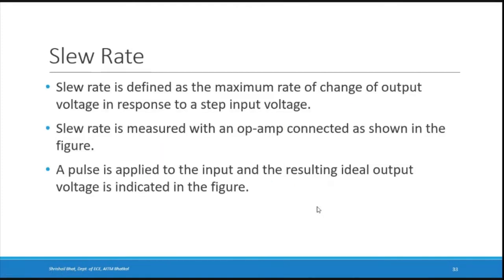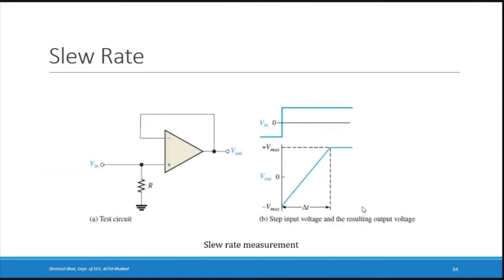It is measured with an op-amp connected as shown here. A pulse or a step input is applied, which results in an output voltage, as you can see here. If you apply a step input at the input, the output will change from minus Vmax to plus Vmax, and it will take some time, delta T. The change in the output voltage is delta V out, and the change in time is delta T. The ratio of delta V out by delta T is the slew rate.